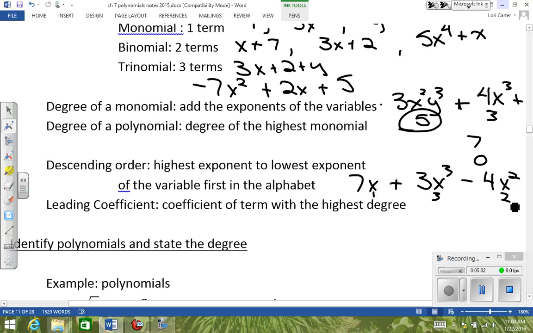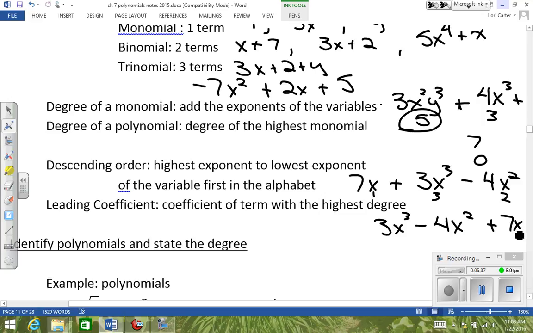Christian, what's wrong? It's because that one doesn't have an x. It's because that one didn't have a variable. Variables only. Okay, what's the highest? 1, 3, or 2? 3. So to write them in descending order, this guy has to go first. 3x cubed. Who's second? Negative 4x squared. Very good, and don't forget the negatives. That negative goes with that guy. Negative 4x squared, who's next? 7x. That's descending order.